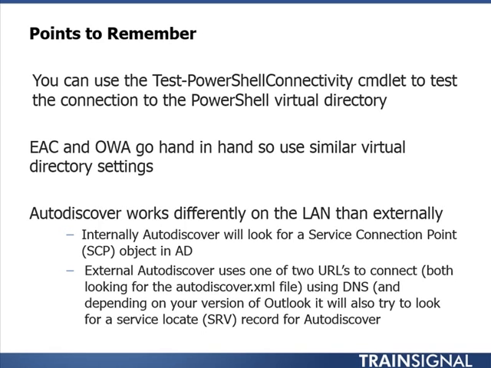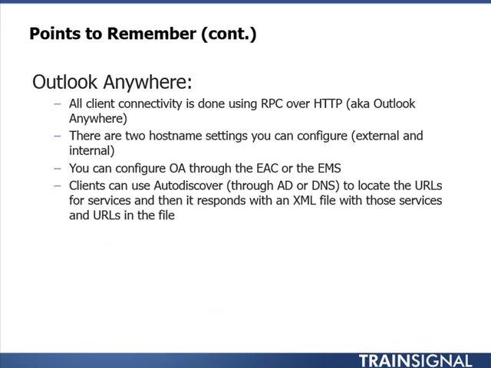Internally, it tries to use Active Directory. Externally, it uses DNS. Next up is Outlook Anywhere, and when it comes to Outlook Anywhere, it's good to remember that all client connectivity is done using RPC over HTTP. MAPI or RPC connectivity is gone. All client connectivity using Outlook as the client is done through RPC over HTTP.